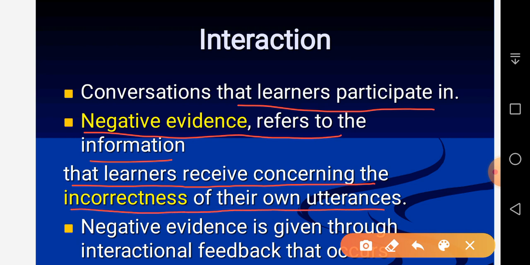Now in interactions, if you are a learner, you are talking to some competent user of a language, definitely you will be making mistakes and errors. So your interlocutor, your senior, the participant who is competent in this interaction, he or she will give you negative evidence. Negative evidence means that he or she is going to indicate that there are incorrections, there are flaws in your language. Okay, so this is known as negative evidence.